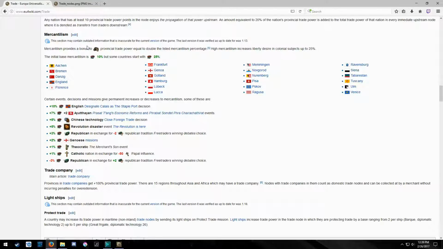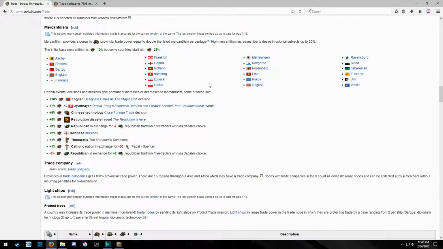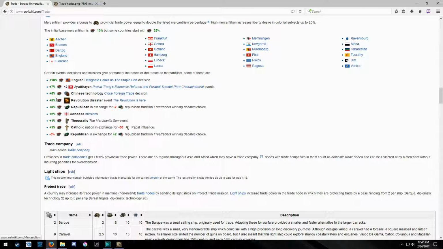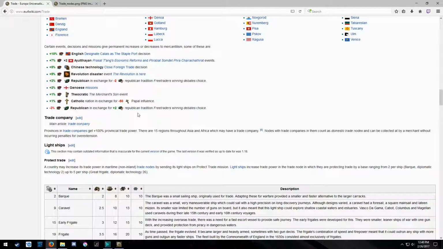So, mercantilism. In the base game, it's very hard to get mercantilism. So every time you get a possibility of achieving it, you want to get it. You will basically prioritize mercantilism over anything else in the game. Initial mercantilism is 10%. Some countries start with 25%. And then there are permanent increases or decreases based on events.